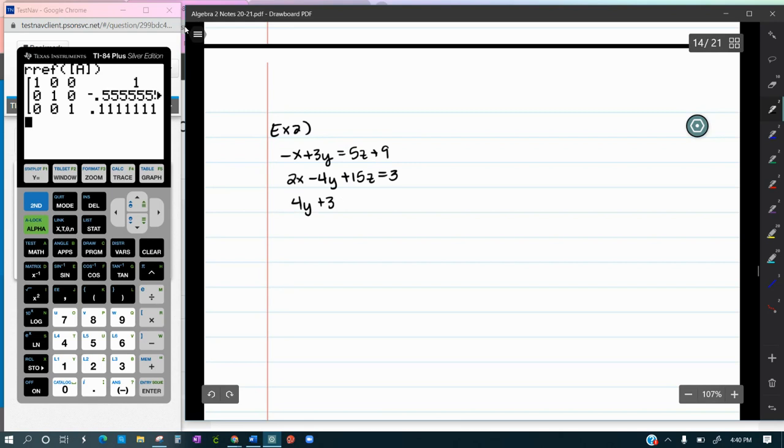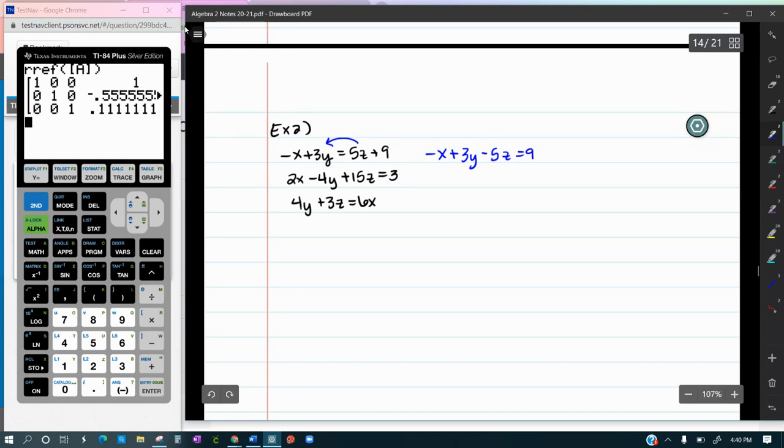4y plus 3z equals 6x. So these are not in standard form. So we need to make these guys in standard form. So I need to move this 5z over. So I'm going to have to subtract it. So we're going to have -x plus 3y minus 5z equals 9.